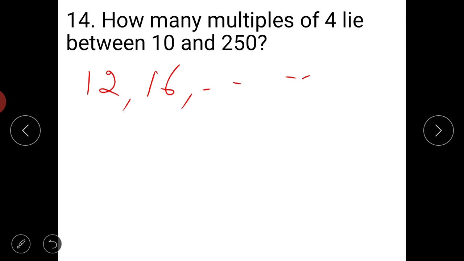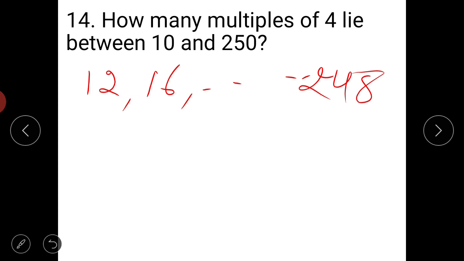4 6s are 24, and 4 1s are 4, giving 10... 4 2s are 8, so the remainder is 2. Subtract the remainder from 250, it means 248 is the last term.